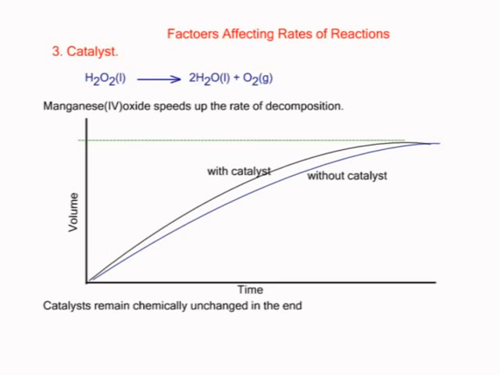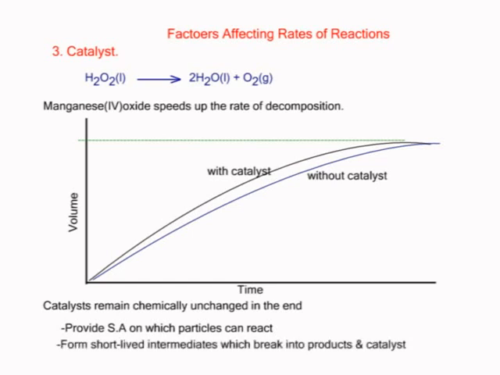Most catalysts act by providing surface area on which particles can react. Some act by forming short-lived intermediates which will then break up to give the product and the catalyst. So it is not exactly correct to say that a catalyst does not participate in the reaction. It just remains unchanged in the end. A catalyst provides an easier route for the reactants to attain the minimum energy required for the reaction to take place. So therefore, catalysts actually lower the activation energy.